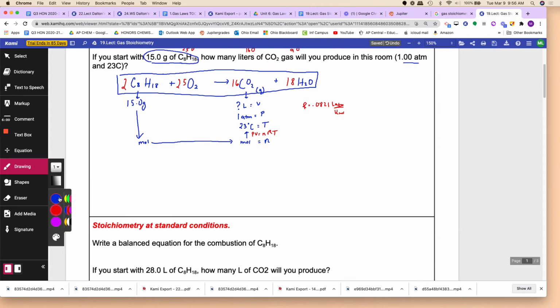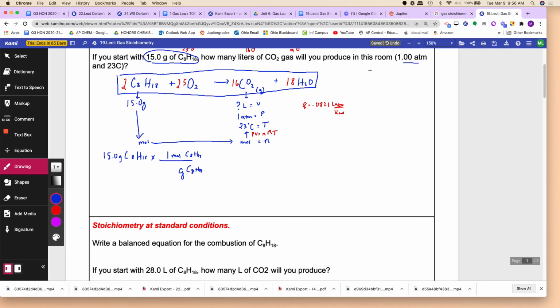Okay, so let's begin. I'm going to have 15.0 grams of C8H18, and I'm going to go all the way to moles. Please pause the video and do this yourself. Okay, so you're going to drop the undesired unit, which is grams of C8H18. I'm going to go to 1 mole of C8H18.